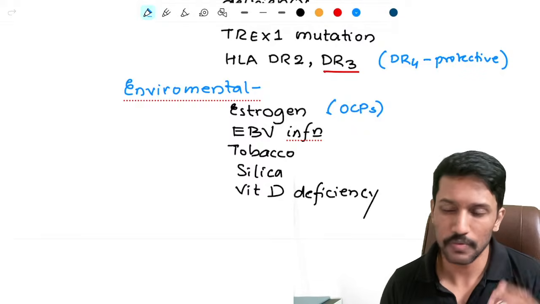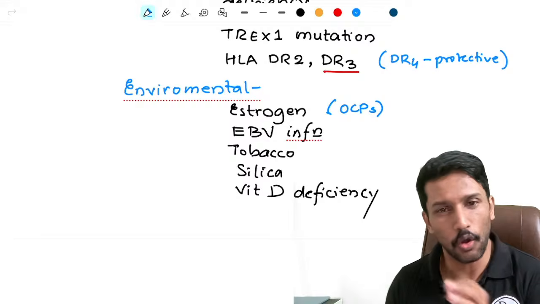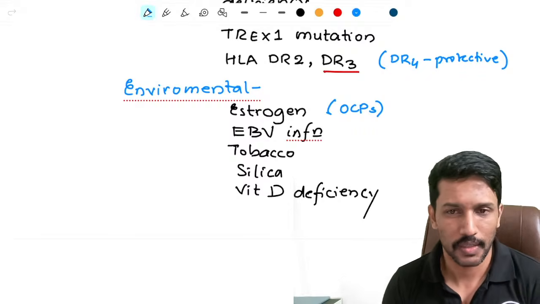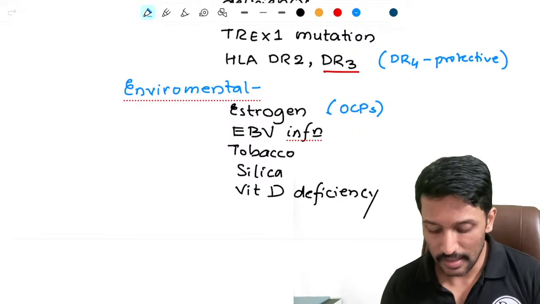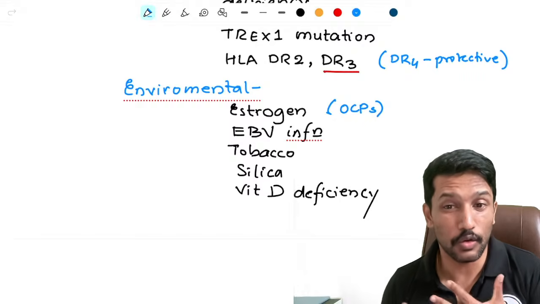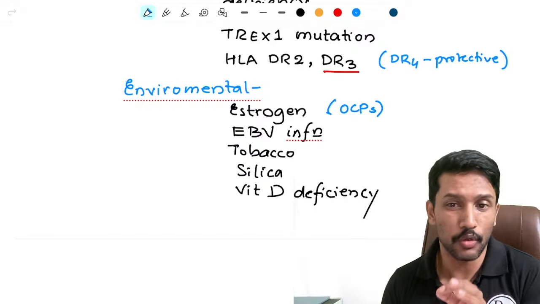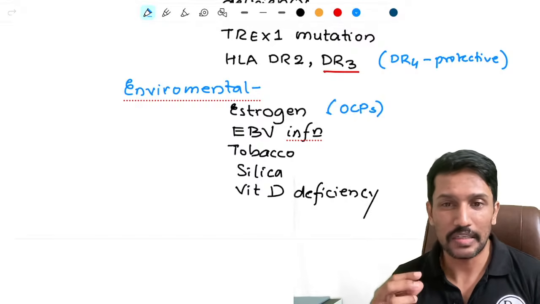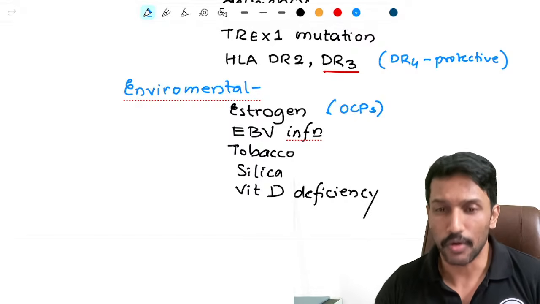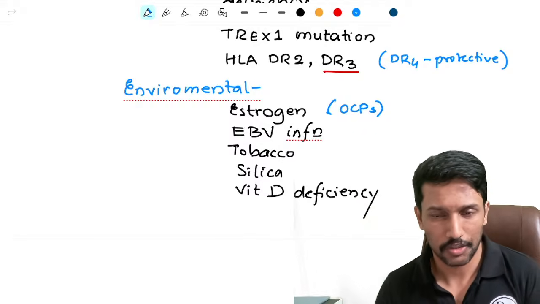Tobacco in all forms, smoking or consumed orally in all forms, is associated with increased risk. Then silica. Now silica exposure, in fact silicosis, increases the risk of developing SLE because silica is an immunoadjuvant. It makes the antigens more palatable to the immune system, so the body produces a stronger immune reaction.